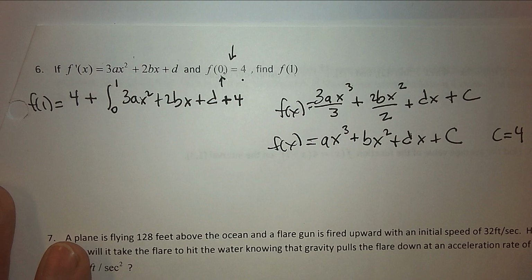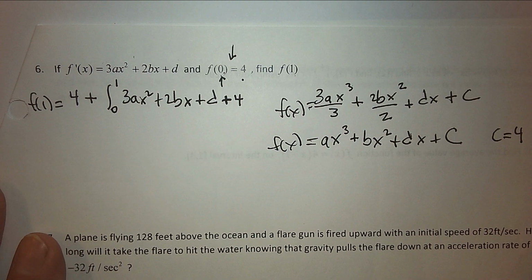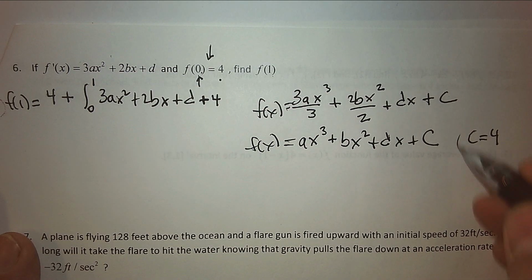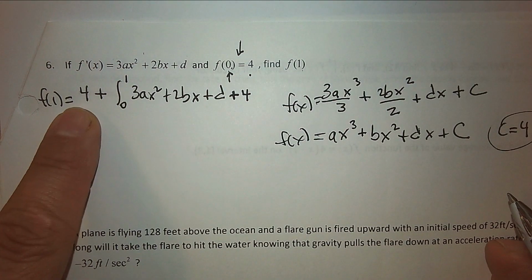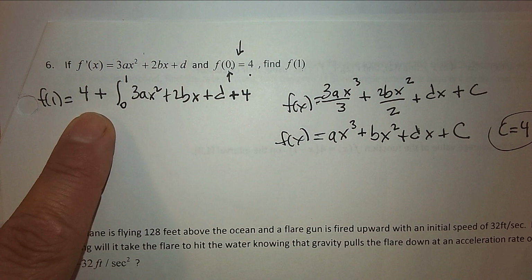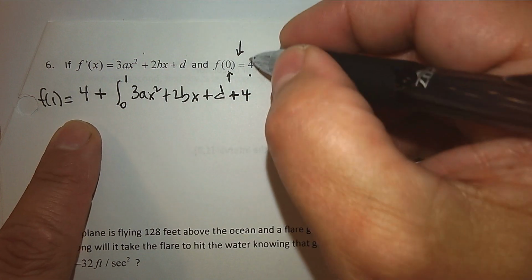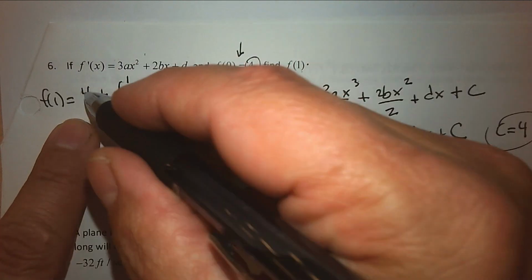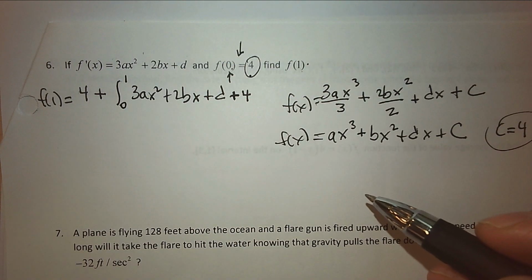I'm not able to actually solve for A, B, and D with anything else. But by integrating, I can solve for the constant. And then this is the setup for an initial value problem. So the starting value was 4. And then we're integrating from 0 to 1 to see if it increased or decreased from 4, to see what the value of f at 1 would be.